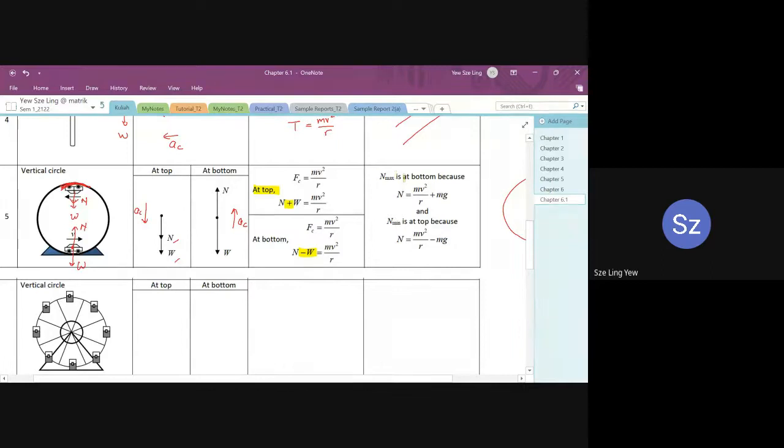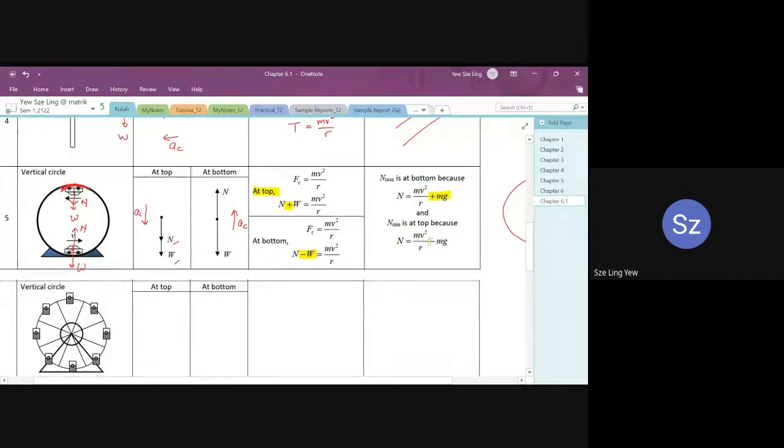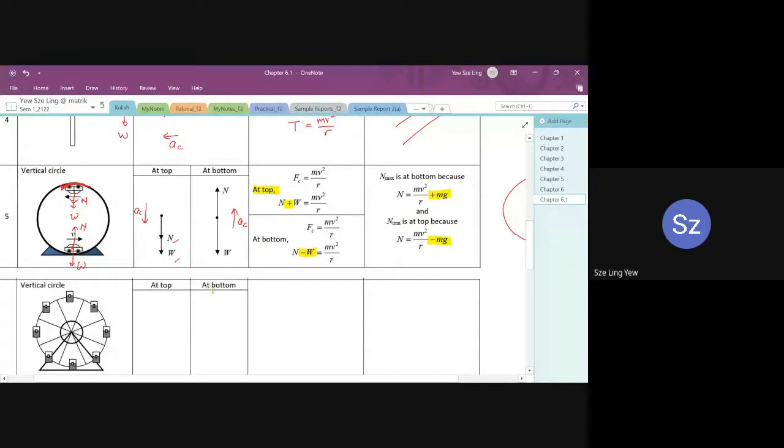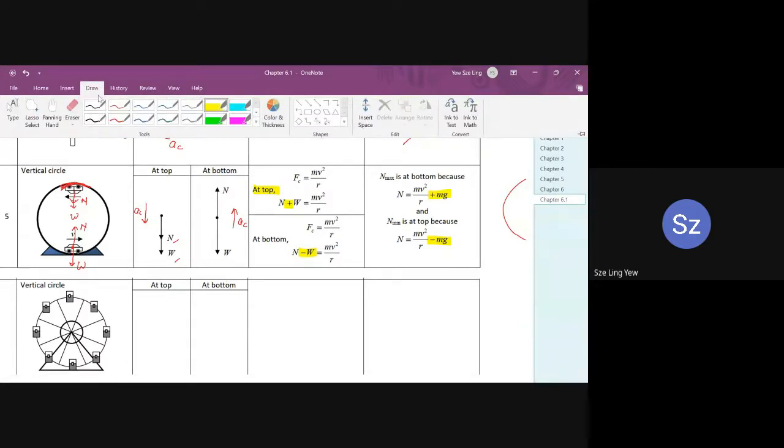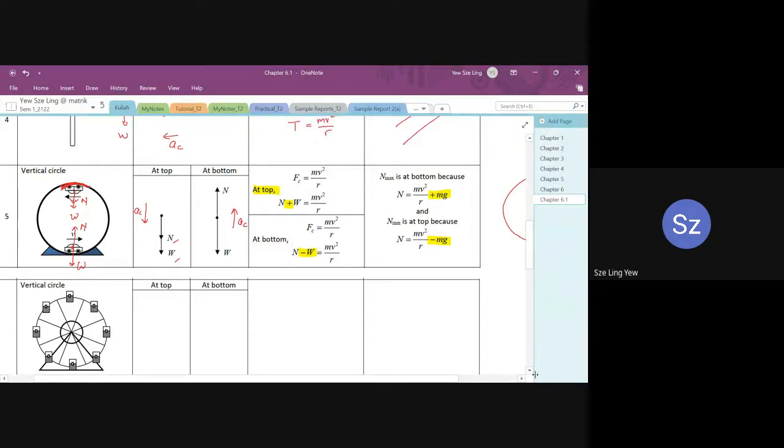So N is maximum at the bottom. Why? Because when you arrange the equation, you add mg. N is minimum at the top because you subtract mg. Of course, at different positions, you might have a different N max and N min. It depends on where your object is. If it is outside the circle, then it might be different.